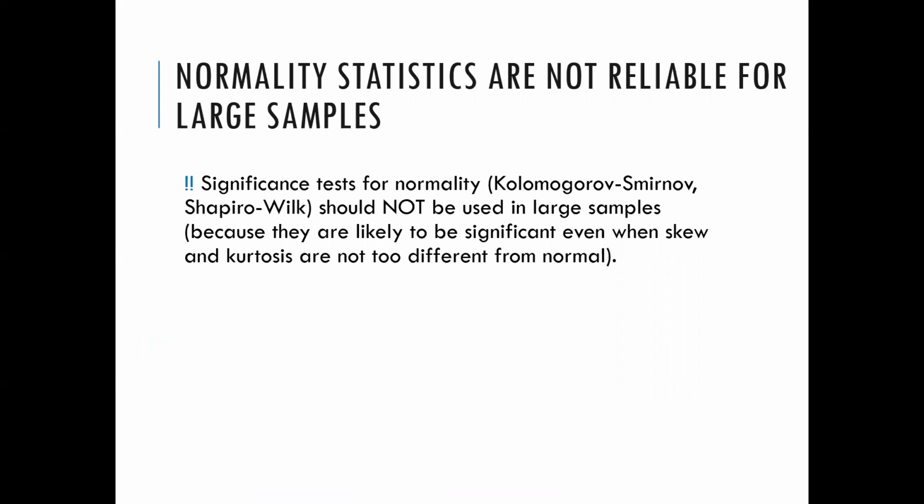So in lecture one, I think someone asked the question about a significant p-value in a small sample, and Dr. Armenta started to talk about how in large samples, we tend to, oftentimes, find significant p-values just because of the nature of the size of the sample. So this kind of gets at that, where normality statistics are not reliable for large samples. Significance tests for normality should not be used for these large samples because they are likely to be significant, even when the skew and the kurtosis are not too different from normal.